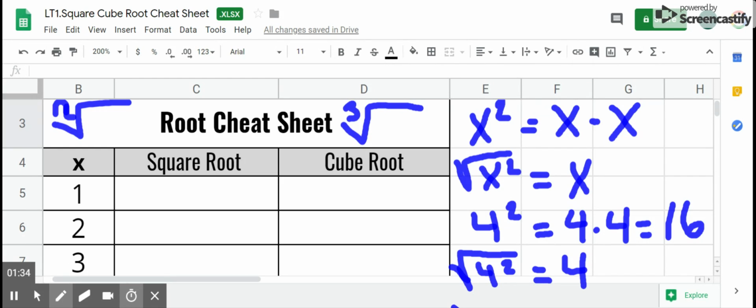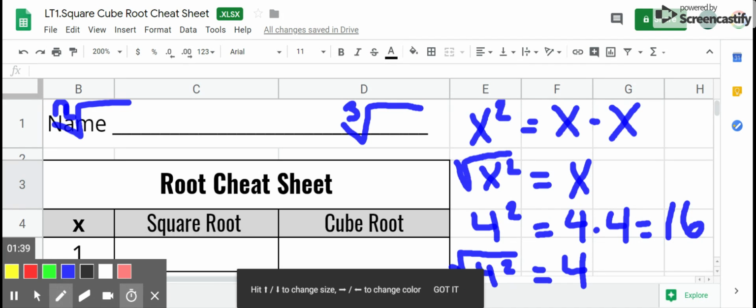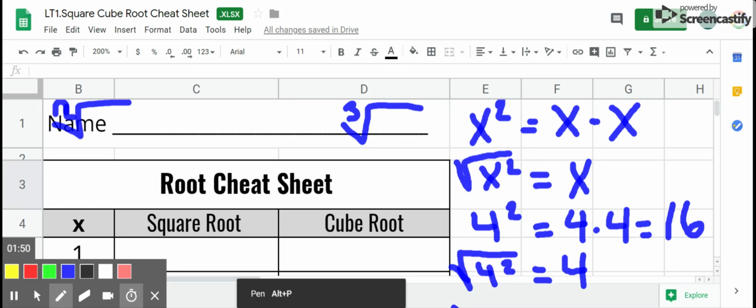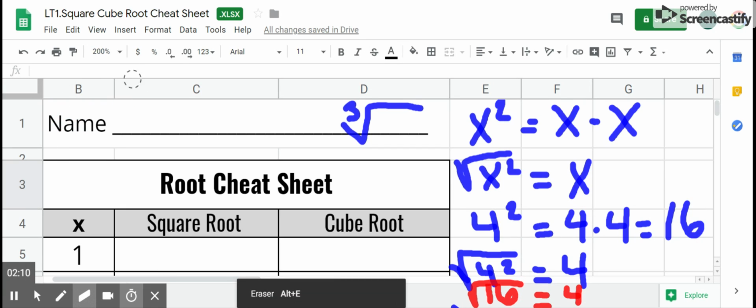I can also look at it this way. We just said that 4 squared is really 16. So when I take the square root of 16, it is 4, because we can write 16 as 4 squared, and that radical cancels the exponent. So that's kind of where it comes from.